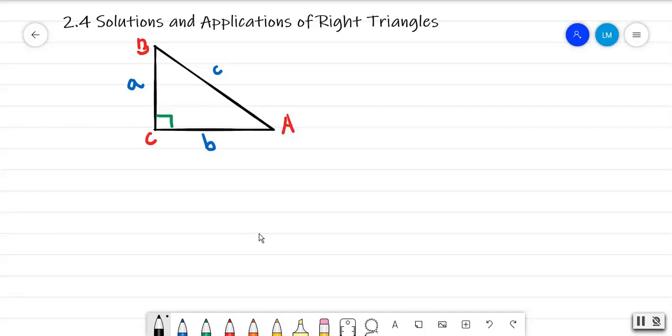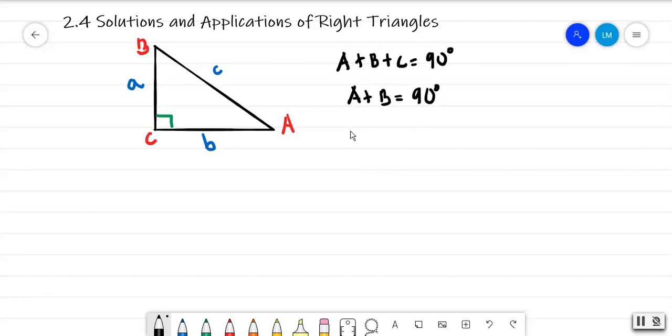Hello, so in this chapter I'm going to show you how to solve applications of right triangles and finding their solutions. Now, when we talk about right triangles, remember that there are a few facts that we do happen to know, such as that A plus B plus C has to equal 90 degrees. But since C is a right angle, that means A plus B has to equal 90 degrees.